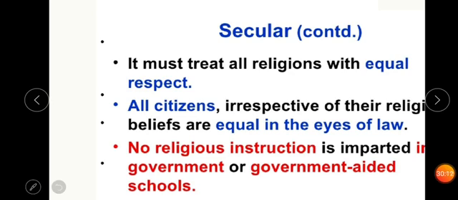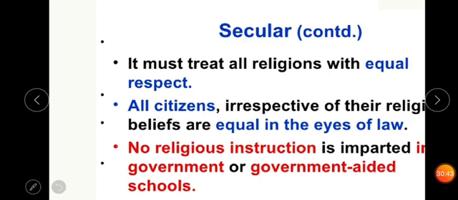It means the state is to be impartial towards all religions. Furthermore, the state cannot adopt any particular religion. I have already told you, no one state is having its own religion, especially I'm talking about India. That's why India is having secularism. And manipulation of religious sentiments for political ends is prohibited.